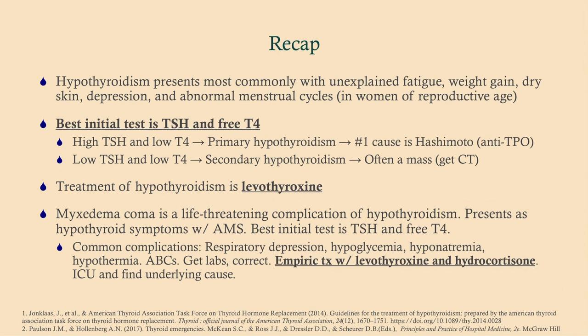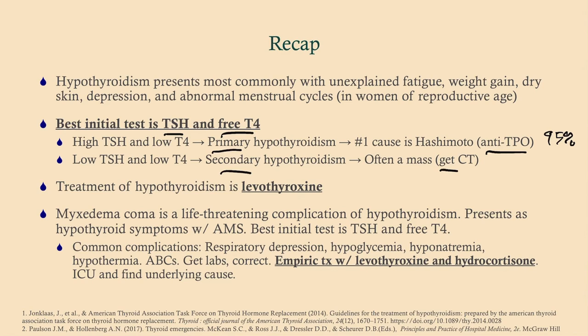So to recap, hypothyroidism presents most commonly with unexplained fatigue, weight gain, dry skin, depression, and abnormal menstrual cycles. The best initial test is the TSH and free T4. With a high TSH and a low T4, we're dealing with primary. That's 95% of cases. The number one cause is Hashimoto's. Get an anti-TPO to confirm. Low TSH and low T4 is secondary hypothyroidism. That's usually due to a tumor in the brain. Get a CT. Treatment of hypothyroidism is levothyroxine, just replacing the thyroid hormone.